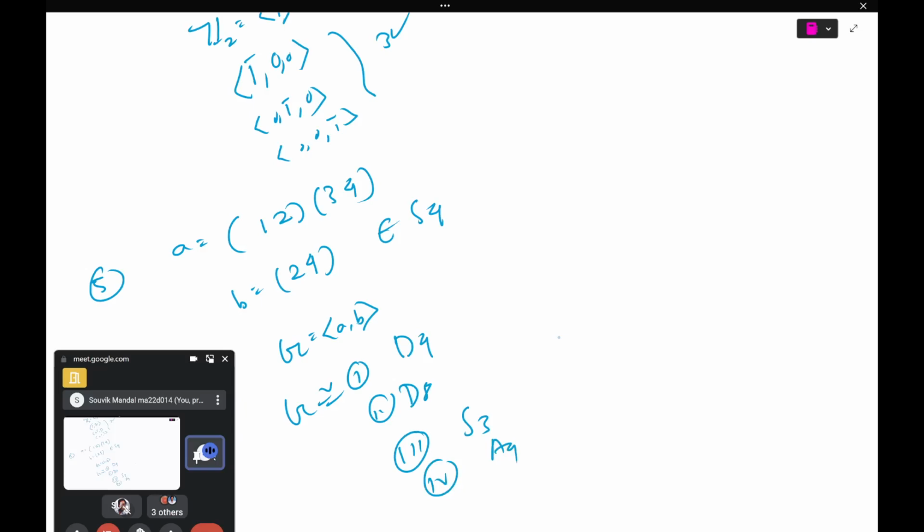A is (1 2) composed with (3 4). B is the cycle (2 3). Everything is an element of S4, so G is the subgroup of S4 generated by A and B. Now G is isomorphic to D4 or D8 or S3 or A4. That's the thing you need to check. Think about it. Whatever you're getting or whatever your idea, please tell.